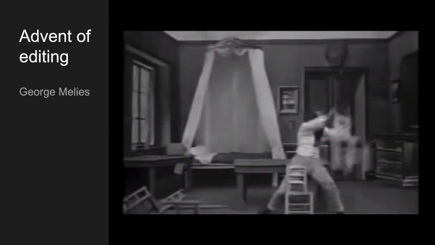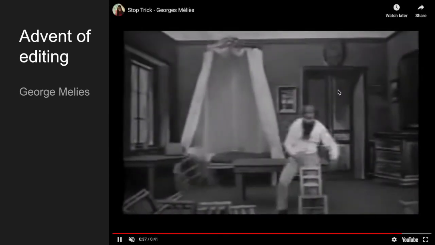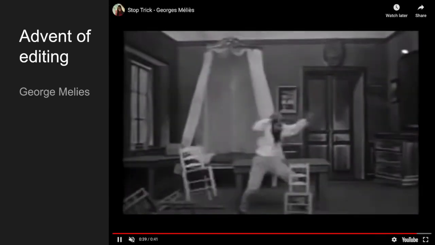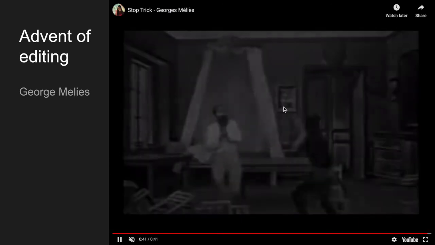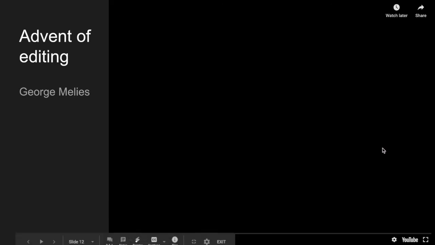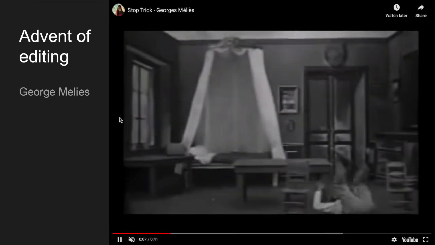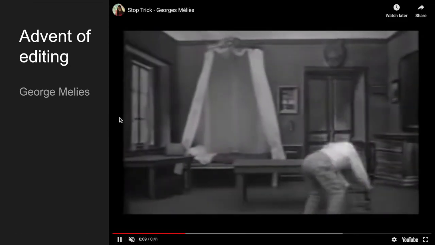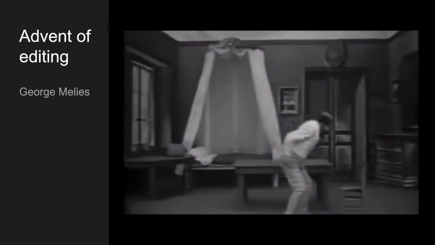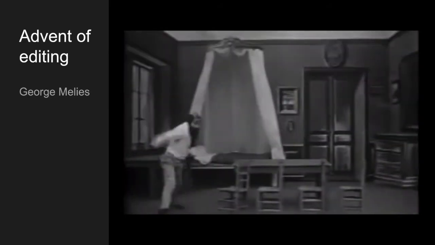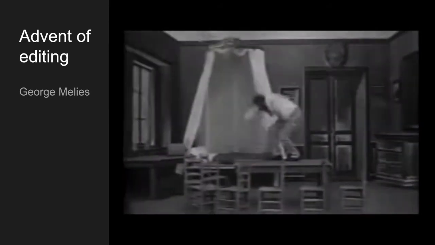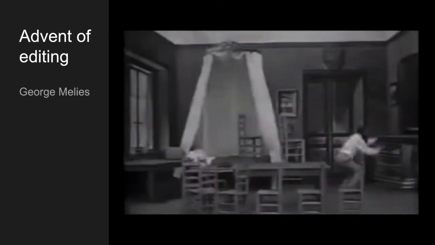So this isn't magical. I'll play this again. This isn't computer generated imagery here. This isn't special effects. This is just cutting the film and splicing it together with new film. Okay.